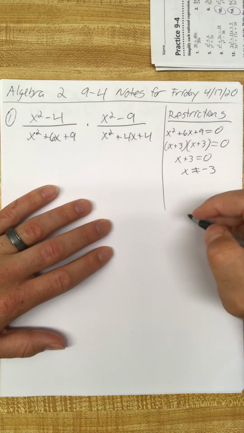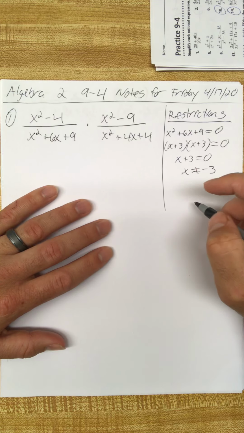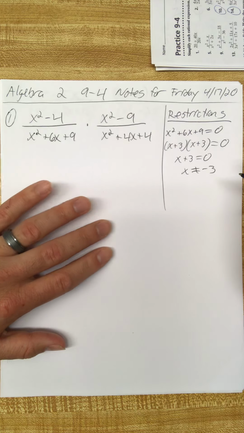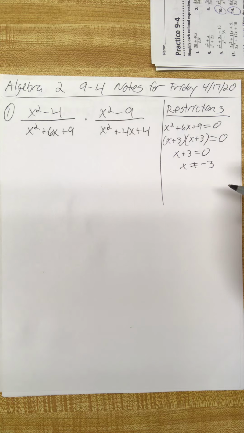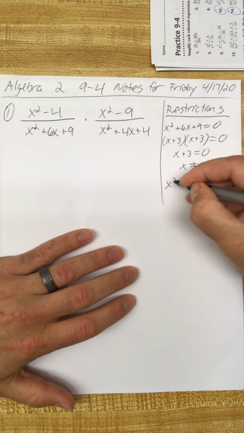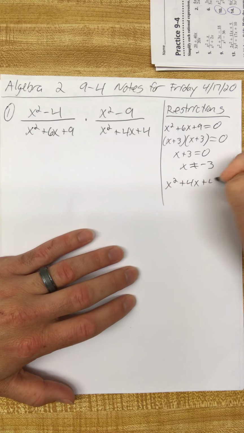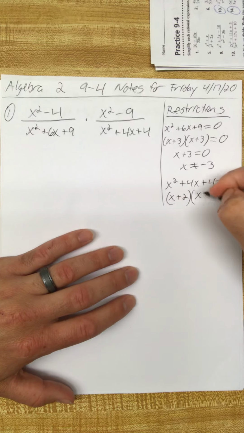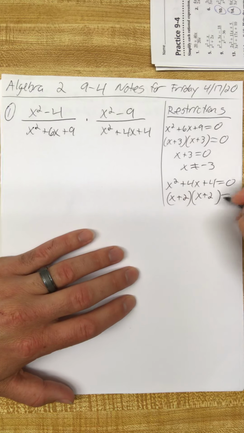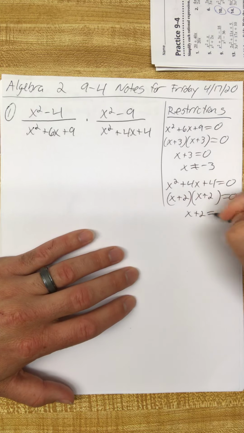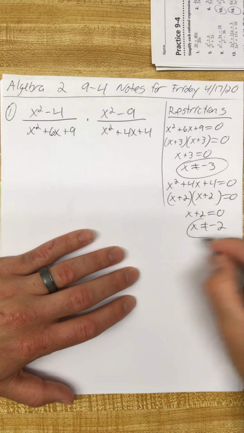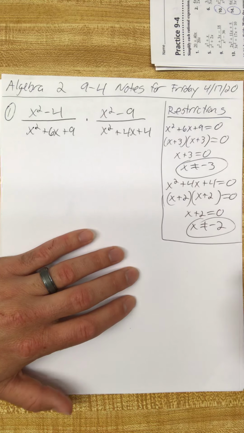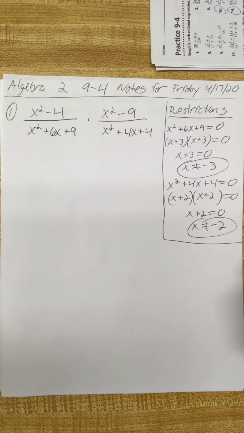You don't need to say any multiplicity stuff and whatnot. This is all for graphing purposes, really. If we look at the graph, I just want to know negative 3 there; there's going to be a discontinuity. So let's go to x squared plus 4x plus 4 equals 0. Factor it into x plus 2 times x plus 2 equals 0. So when x plus 2 equals 0, x cannot equal negative 2. Those are my 2 restrictions on the denominator.